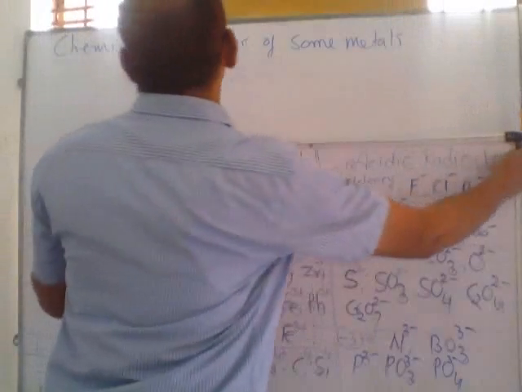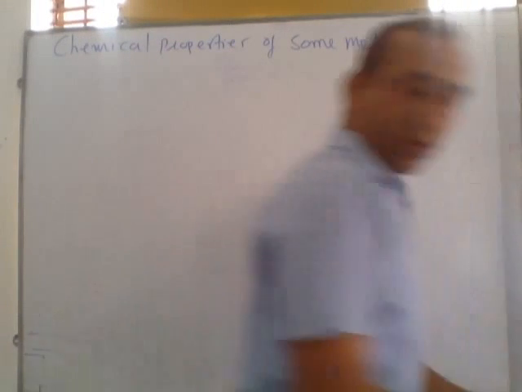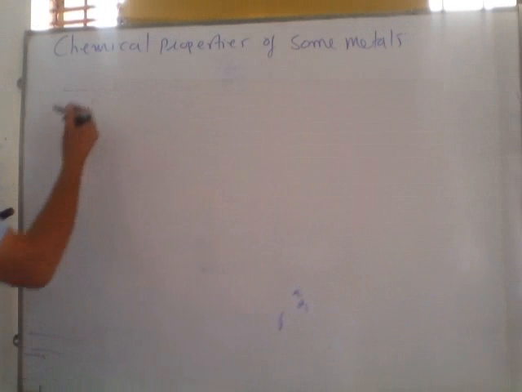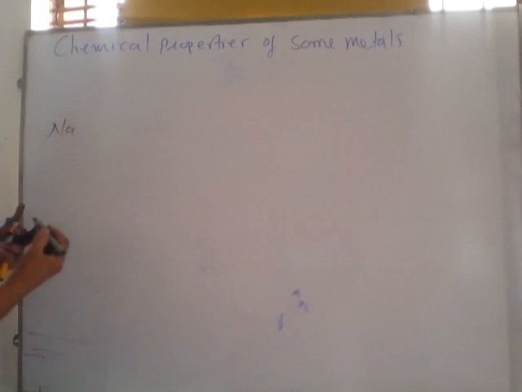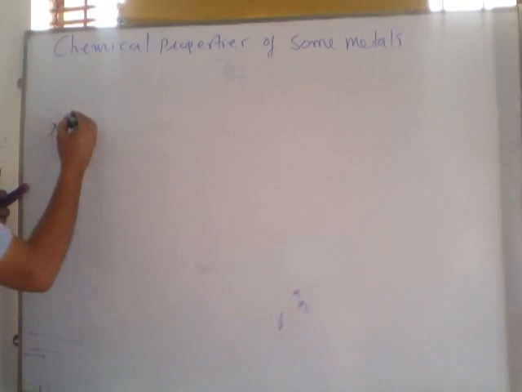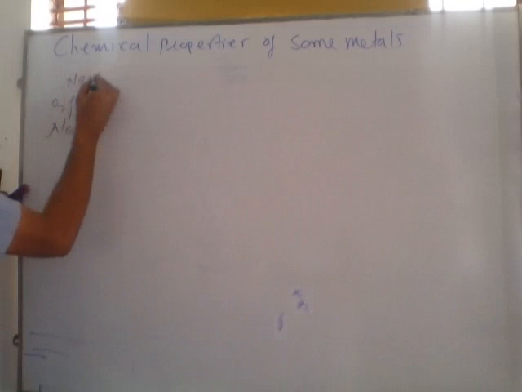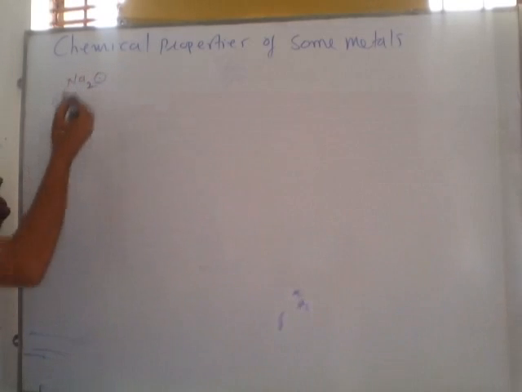Now we are ready with reactions of some metals. We are using a simple metal. Suppose this is sodium metal. When sodium reacts with oxygen, it forms Na2O. The valency of oxygen is 2, so we write 2 here. This is sodium oxide.